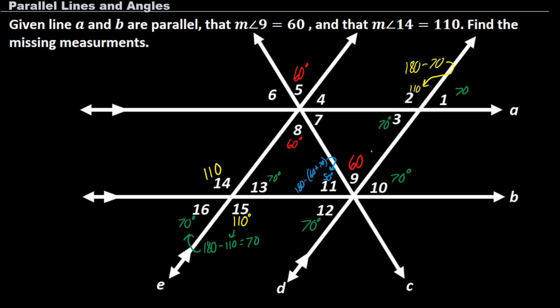So we have two angles, 70 and 60. All three must add to be 180. So 180 minus these two, we've already done it here in blue. That gives us 50 degrees. And then also, like we've said before, we have two parallel lines cut by a transversal. 7 and 11 are alternate interior angles. So that's another way that you could have gotten to 7.